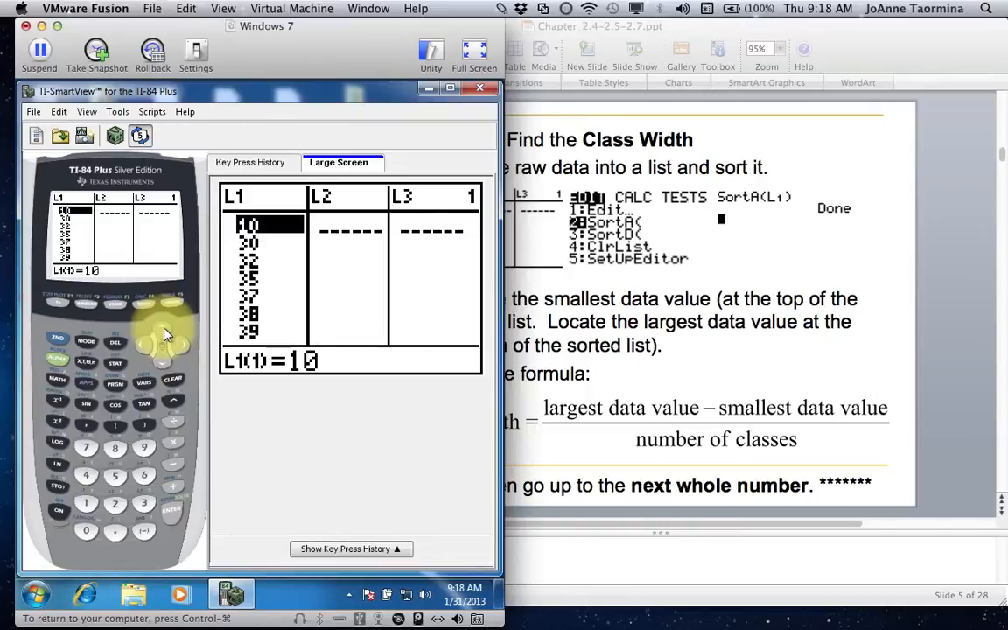We can press the up arrow twice. It'll bring us to the bottom. The largest data value is 120. So 10 is the smallest and 120 is the largest.